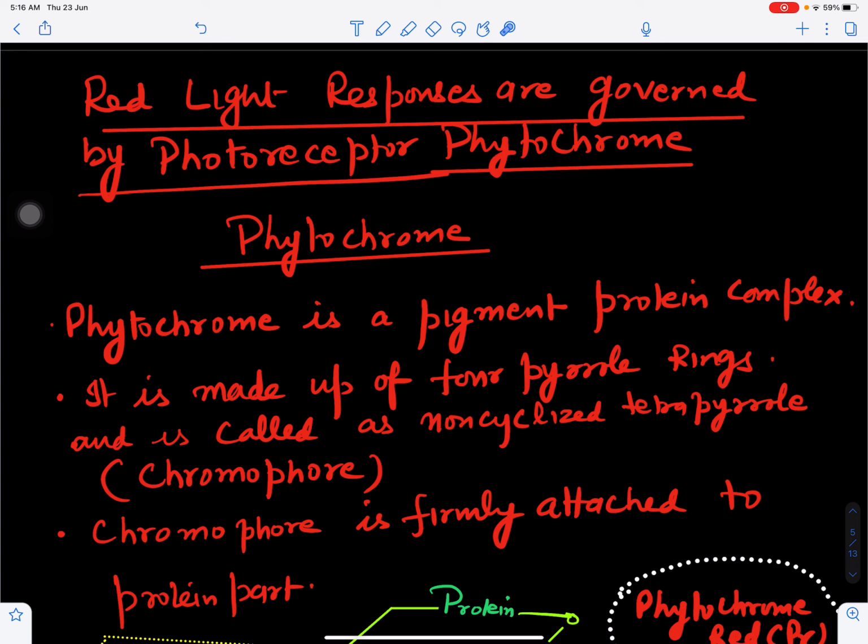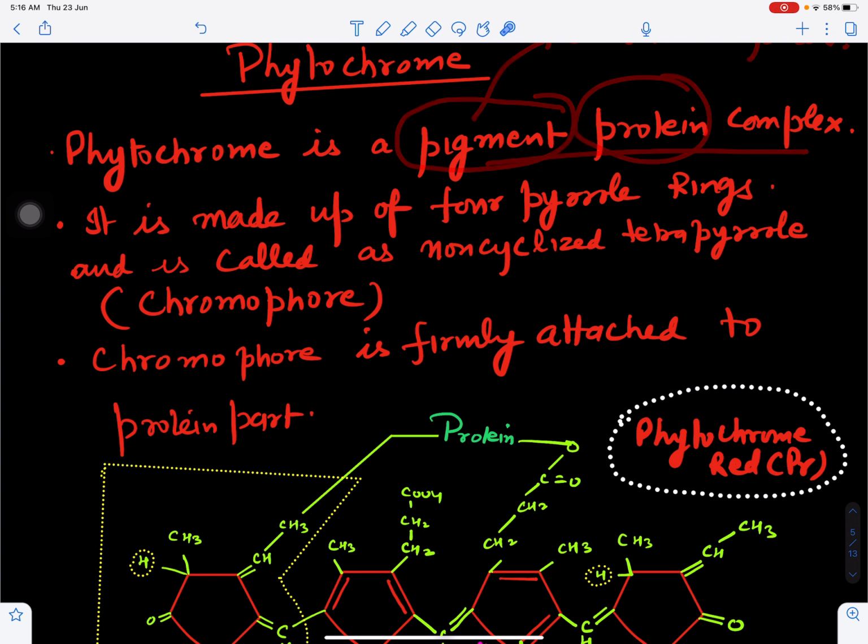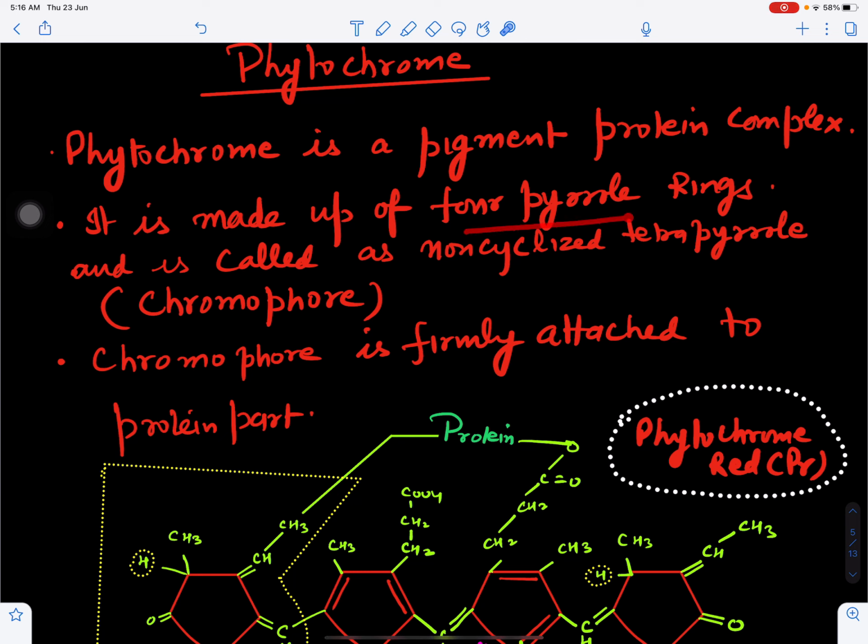So what is a phytochrome basically? This is a pigment protein complex. I mean, this is made up of two things. One is pigment and the second is protein. So this part is also called the chromophore, which is complexed with the protein. If we see its structure, this is made up of 4 pyrrole rings, which are not in a cyclic form. So this is a non-cyclized tetrapyrrolic part. This is called the chromophore.